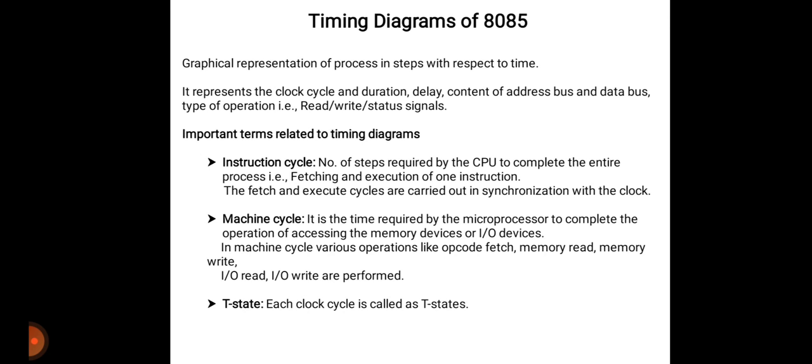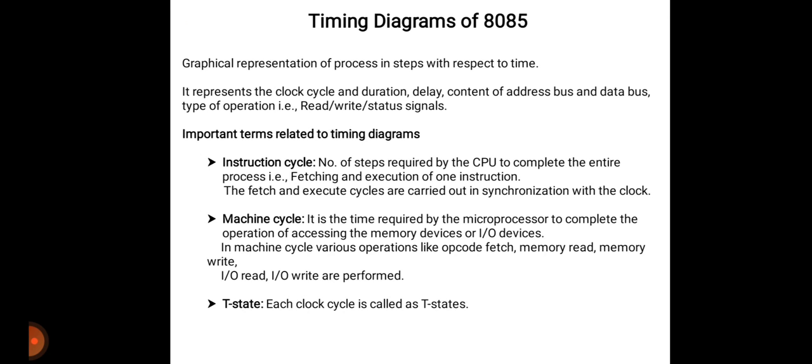Timing diagram is a graphical representation of a process in steps with respect to time. Also, the timing diagram represents the clock cycle and duration, delay, content of address bus and data bus, and type of operation, that is read, write and status signal. Also, there are some important terms related to these timing diagrams. They are three types: instruction cycle, machine cycle and T state.